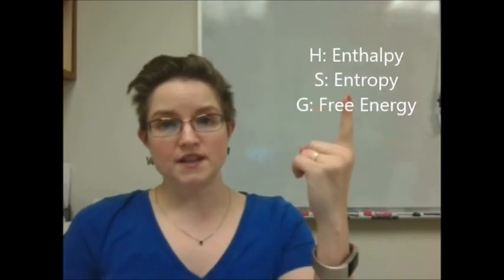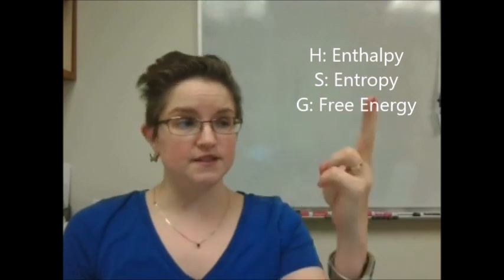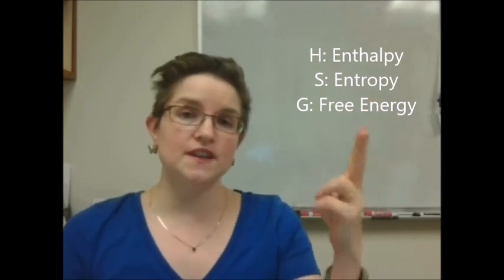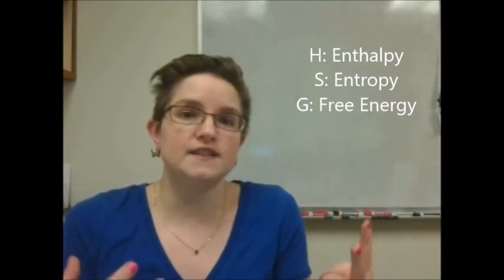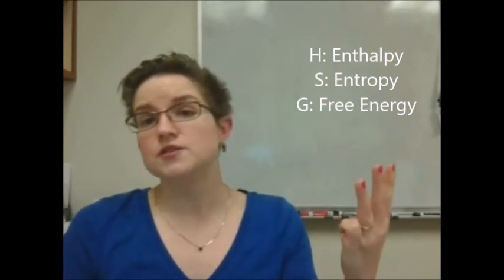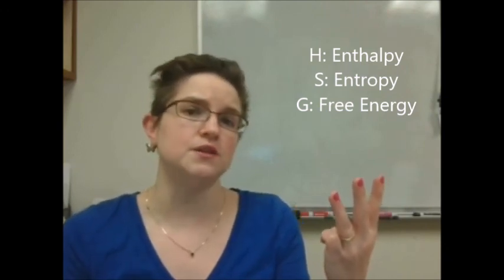So, to quickly recap, delta H is talking about enthalpy changes, heat flow. Delta S is talking about entropy changes. This has to do with molecular rearrangement and available microstates. Delta G covers the contributions from both of these things and ultimately tells us whether or not something is going to be spontaneous or non-spontaneous.